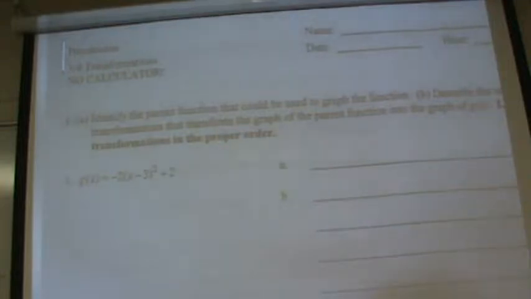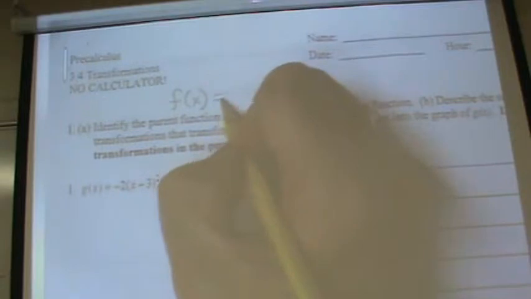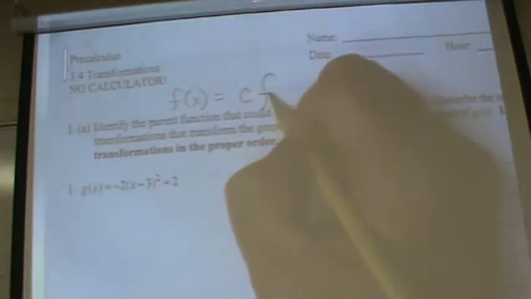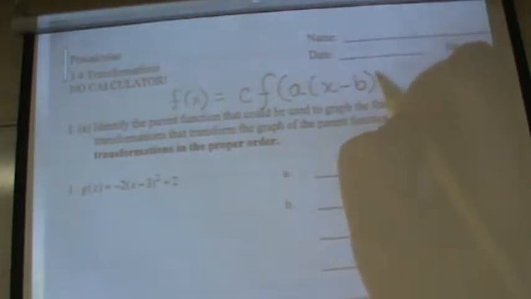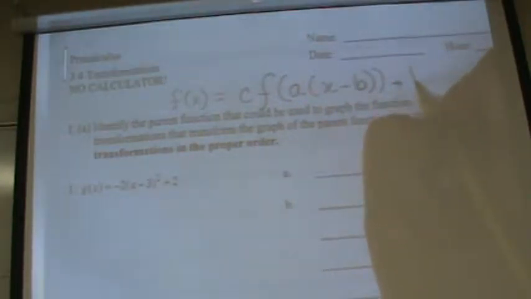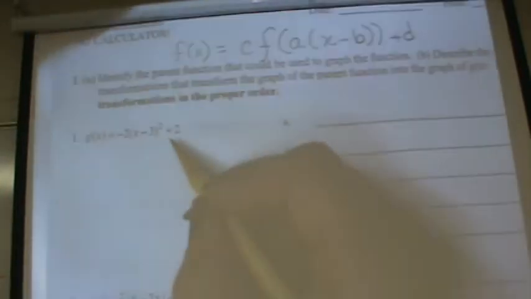Here's the homework 3.4, day 1. These are transformations. You are supposed to identify the parent function on line A, and then in order state all the transformations. So we're going to follow this format. f(x) = c·f(a(x − b)) + d. So in this order, first tell me what the parent function is.